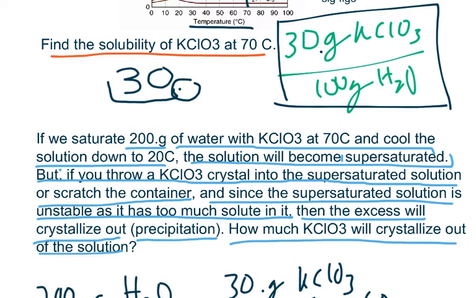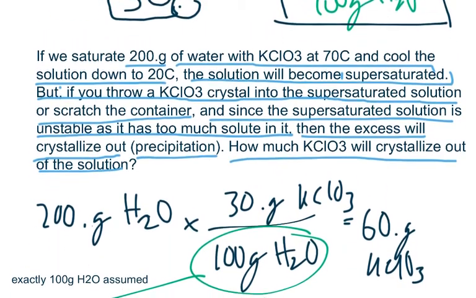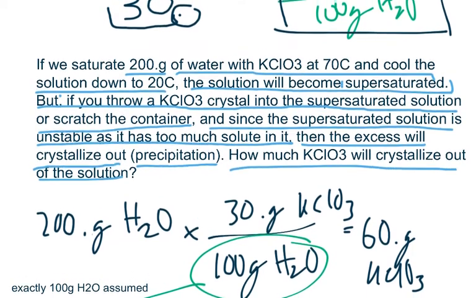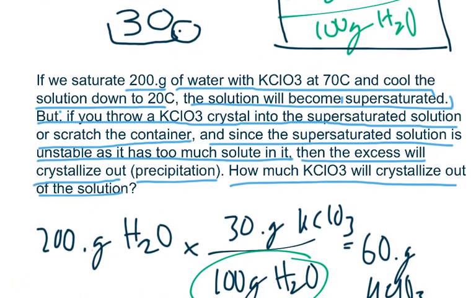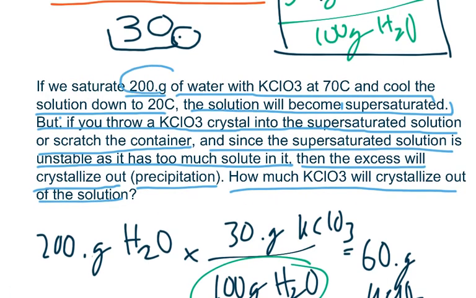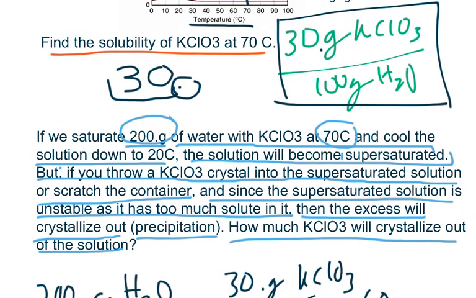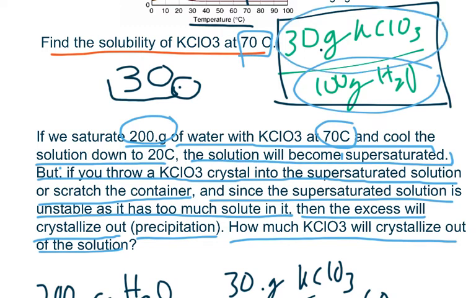So notice that in this question, I'm teaching you how things supersaturate, and I'm making you do a math problem at the same time. So I killed two birds with one stone. So we need to find out how much solute can dissolve in 200 grams of water at 70 degrees Celsius. Well, we know that at 70 degrees Celsius, 100 grams of water can dissolve 30 grams of KClO3.